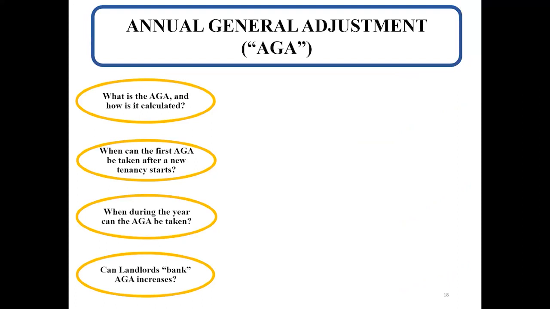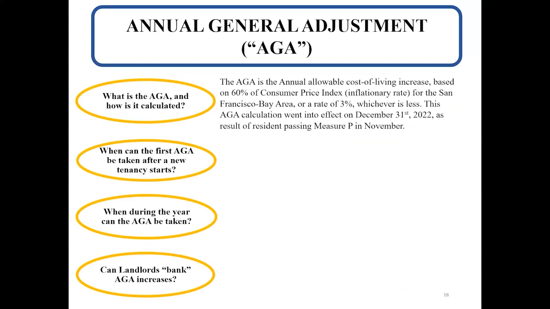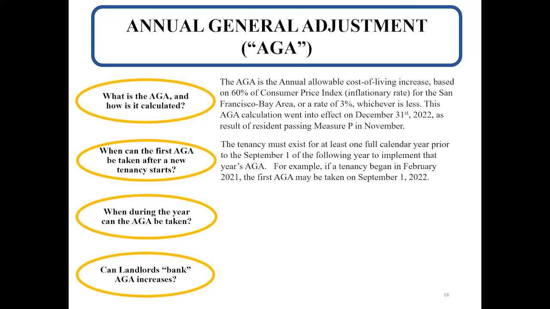Ahora voy a explicar qué es el ajustamiento general anual. The annual general adjustment is a cost of living rent increase granted to landlords. El AGA es un costo de vivienda cobrado a los propietarios. This is calculated to be 60% of the consumer price index for the San Francisco Bay Area, or 3%, whichever amount is less. Eso se calcula basado en 60% del índice de precio del consumidor o 3% de la área de la bahía de San Francisco, o cualquiera sea la cantidad menos.